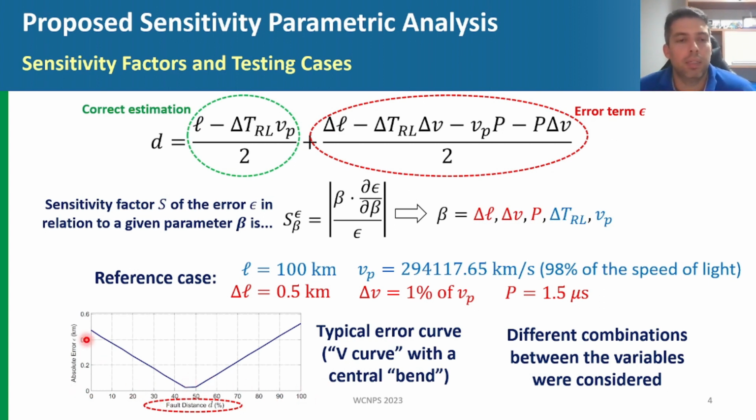And these errors, when we varied the fault distance with steps of 5 kilometers over the simulated transmission line, we could obtain such an error curve, which has a characteristic which is very typical for double-ended traveling wave-based fault location methods. And we have seen this type of curve, which we're calling here as V-curve with a central band here. This type of curve is very reported in the literature when this type of matter is analyzed. So we used this reference case, and different parameters were varied, providing different combinations in order to evaluate how the source of errors interact between themselves and with the system parameters.